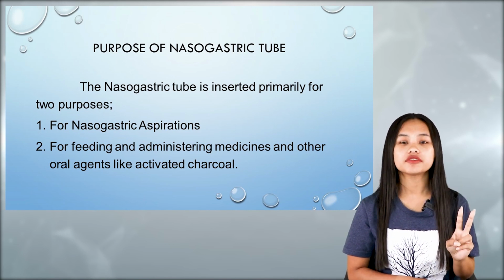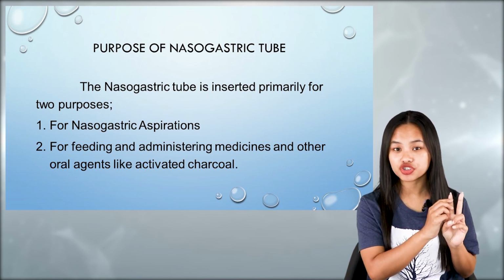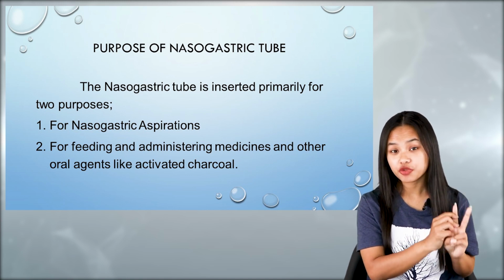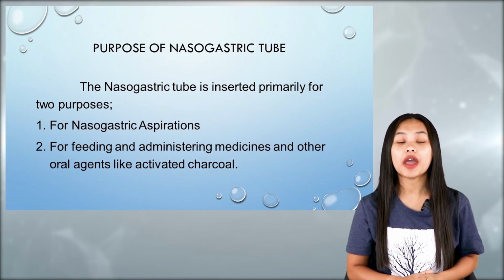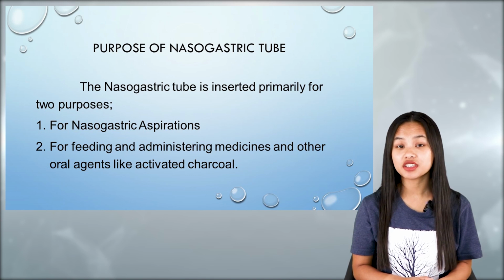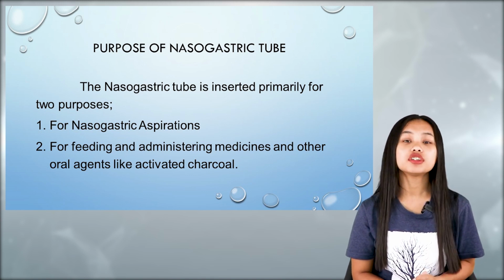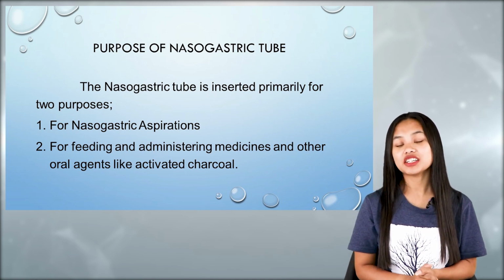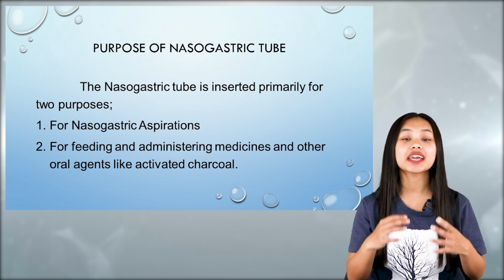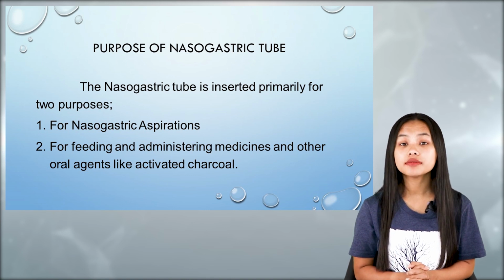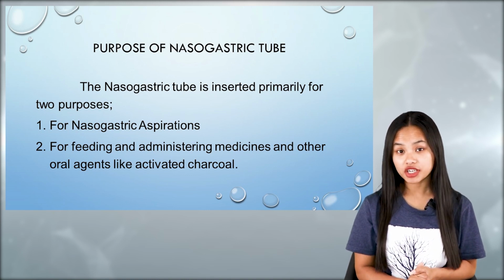The first one is nasogastric aspiration. This nasogastric aspiration is the process of emptying the upper gastrointestinal tract by aspirating the gastrointestinal secretion or the swallowed air. This nasogastric aspiration can also be used in cases of poisoning in order to drain the ingested toxic liquid or even to extract the gastric liquid samples for analysis.